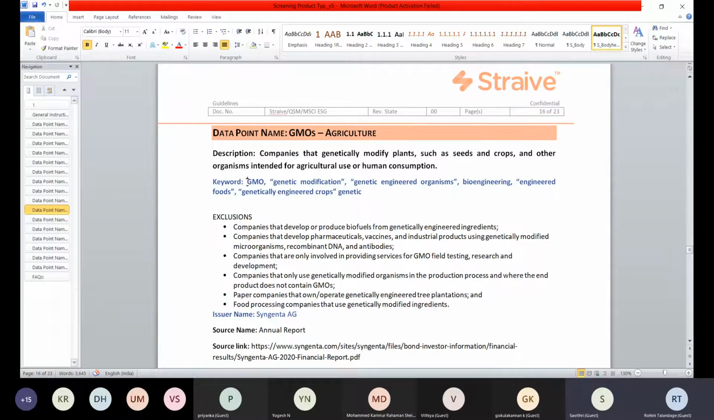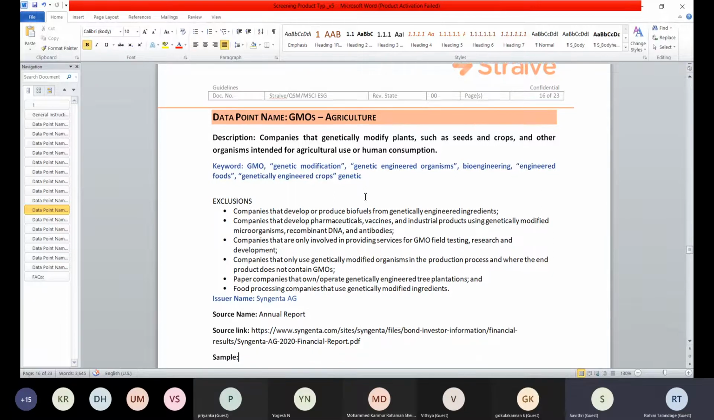For this also we have keywords: GMO, genetic modification, or genetically engineered. So these all are the keywords. Okay, you need to search with all these keywords and you need to check whether they are involved in this activity or not.